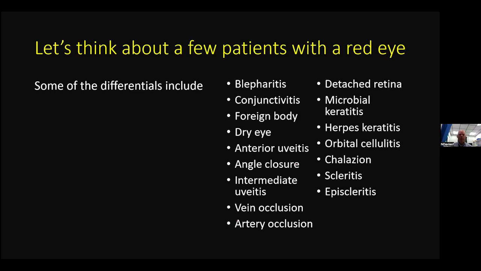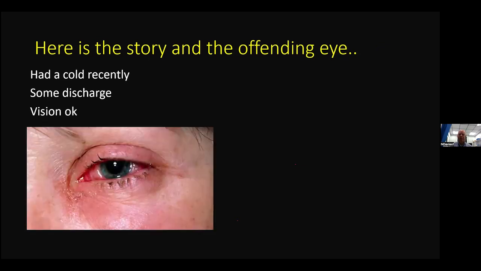But let's have a look at a few cases, because that's where it becomes fun and it applies the Bayesian analysis. So this is somebody who had a cold recently and then got some discharge from their eye, and their vision is okay, and they come to see you about it. So that's 3 bits of information. Not enough to get a full diagnosis, but then you see the offending eye and it looks like this. Does anybody want to suggest what might be going on here?